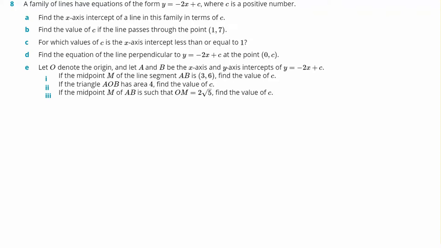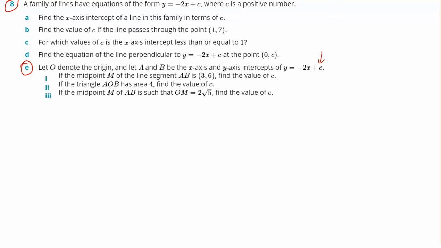This is for year 11 methods. We're going to look at question 8 from exercise 2F. Let O denote the origin and let A and B be the x and y intercepts of y equals negative 2x plus c. You notice how we've got a parameter in this question, which means we're trying to solve for different values of c, depending on what information is given.